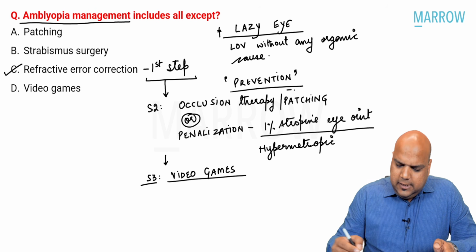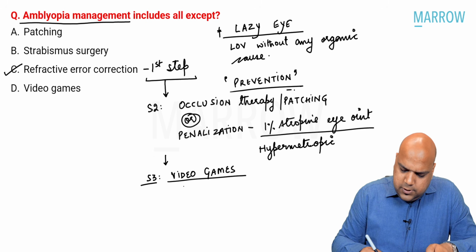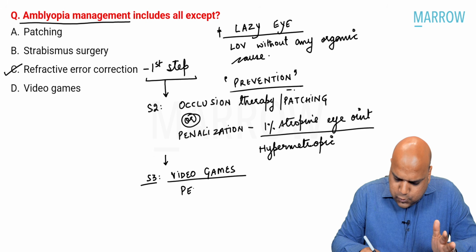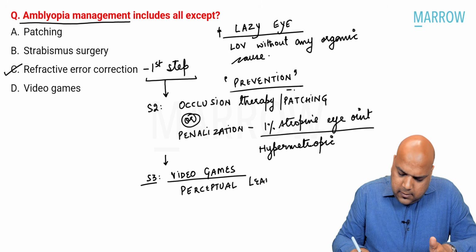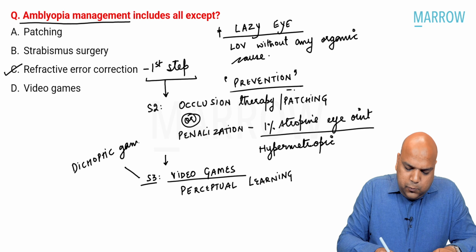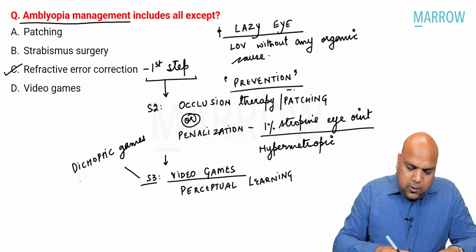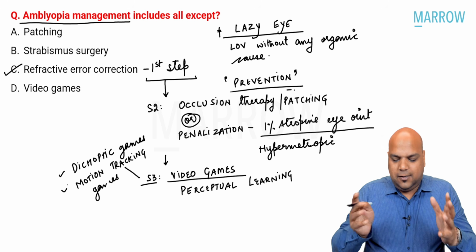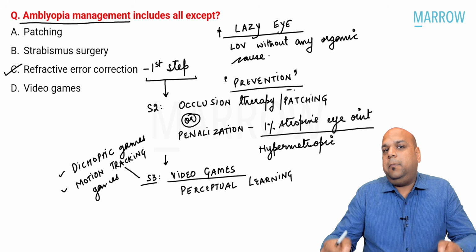So the basic technique that we use, or the phenomenon that we use, is called perceptual learning. In perceptual learning, we are asking a specific task to be performed. It can either be dichoptic games, which are giving two different stimuli to both the eyes, or they can be motion tracking games. So various techniques are getting used. Even Tetris is a very good game to overcome amblyopia, right?